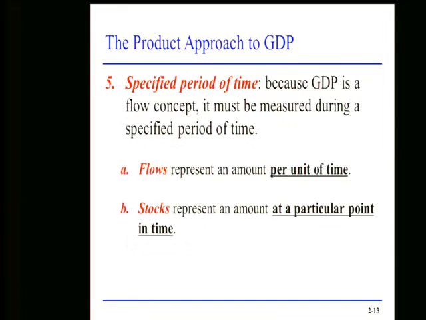Specified period of time. Production is a flow, what we call a flow variable. Right? We produce so many units per year, or per month, or per whatever. It's what we call a flow. Production is a flow. So GDP is a flow variable. That's in distinction to a stock variable, which measures something at a particular point in time. We will see lots of stocks and flows as we go through the class. For those of you who have had accounting, a flow is an income statement. A stock is a balance sheet item. You measure it at a point in time.